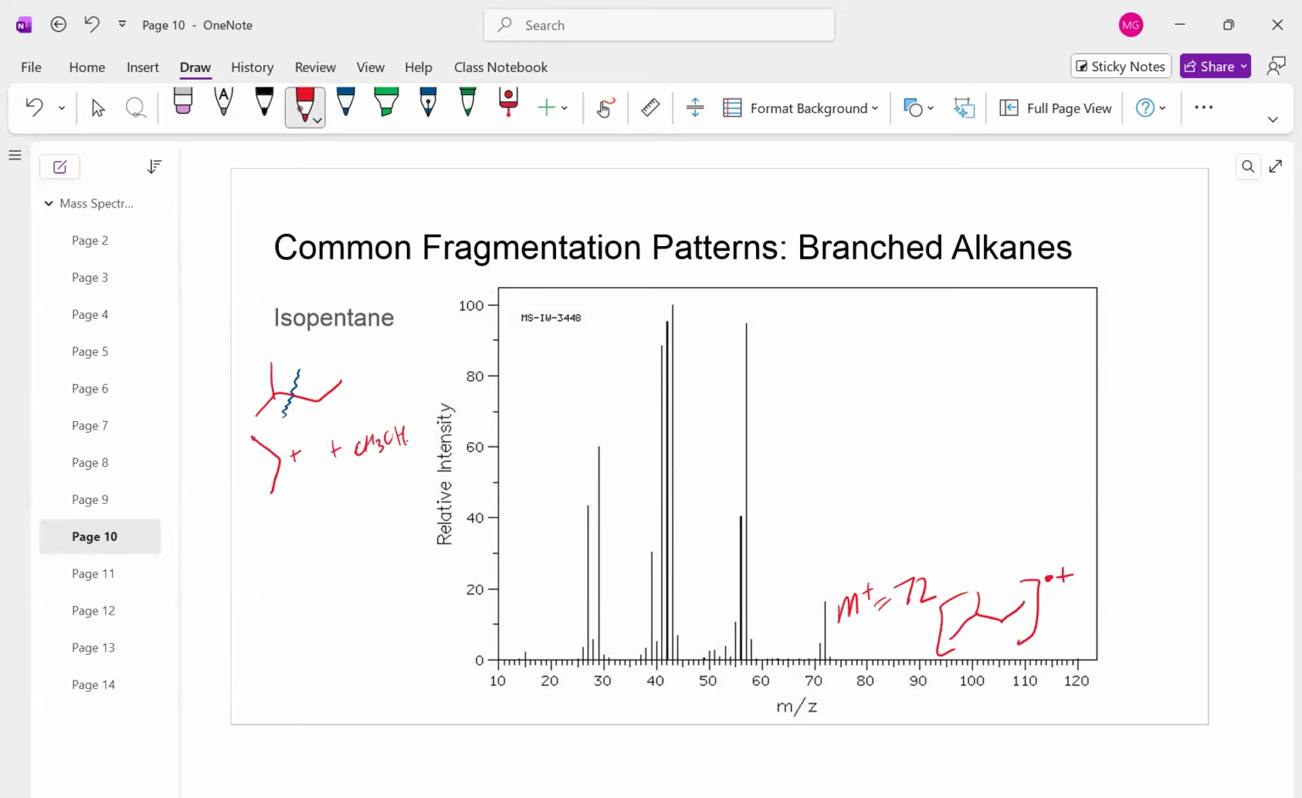Of course, I don't see the radical, so I don't really care much about it. Actually, I'll draw it this way so there's no confusion. So the molecule fragments there, and I get that secondary carbocation, and this has a mass of 43. Okay, so my fragment here at 43 is most likely this cation.